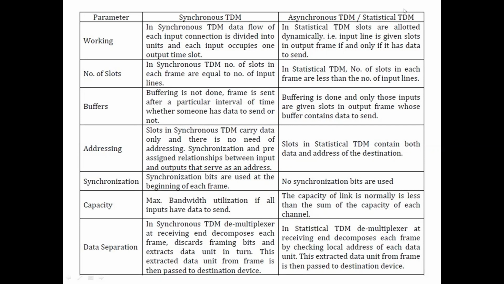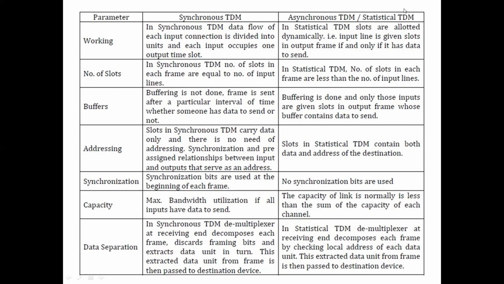The number of slots is another parameter on which synchronous TDM and asynchronous TDM differ. In synchronous TDM, the number of slots in each frame is equal to the number of input lines. In asynchronous TDM, however, the number of slots in each frame is less than the number of input lines. The third parameter is buffers. Buffering is not done in synchronous TDM. A frame is sent after a particular interval of time, whether someone has data to send or not. In asynchronous TDM, buffering is done and only those inputs are given slots in the output frames whose buffer contains data to send.